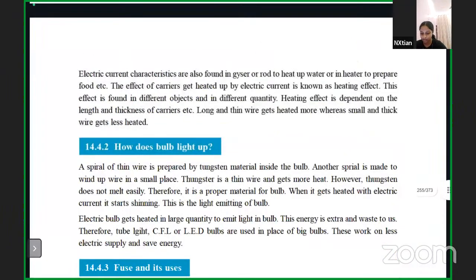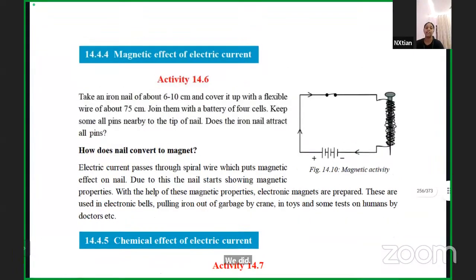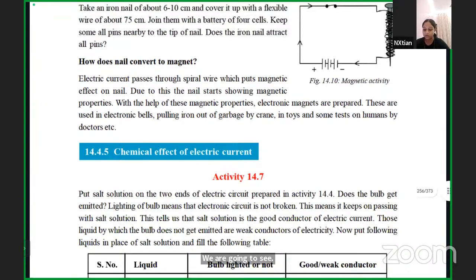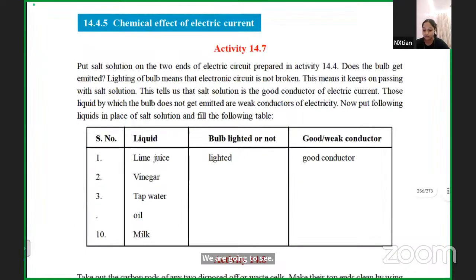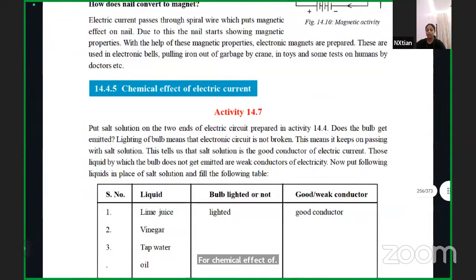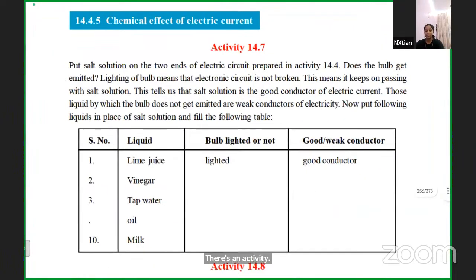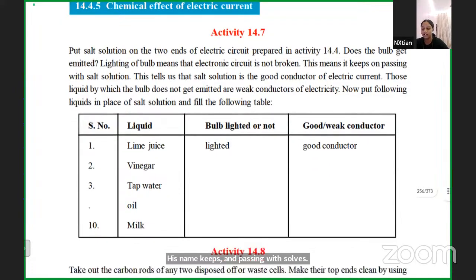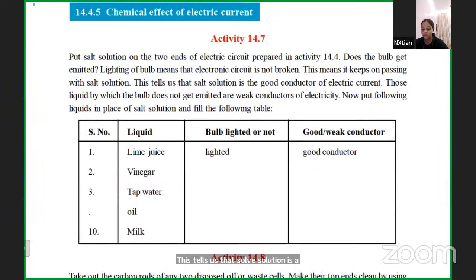We did the magnetic effect of electric current in the last class, and we are going to see the chemical effect of electric current. Now, here's an activity where salt solution has been applied to the two ends of an electric circuit. Now, how does the bulb get lit? Light of the bulb means the electric circuit is not broken. This means electricity keeps on passing through the salt solution. This tells us that salt solution is a good conductor of electric current.